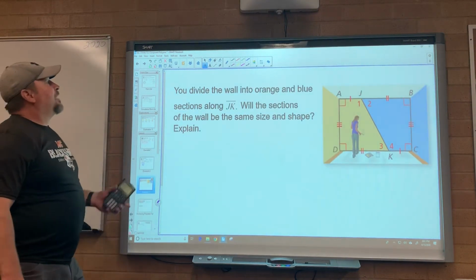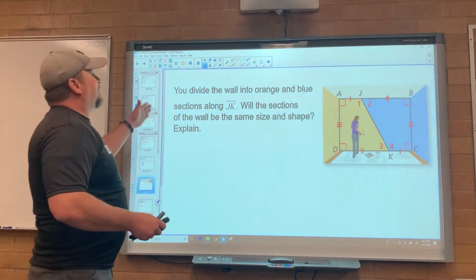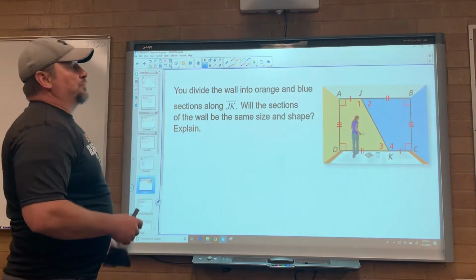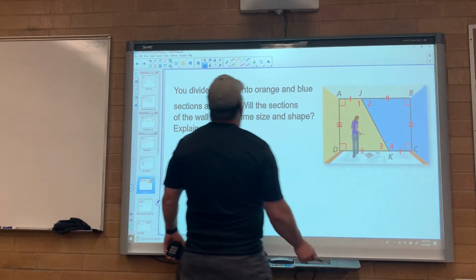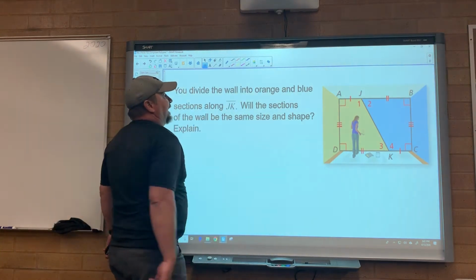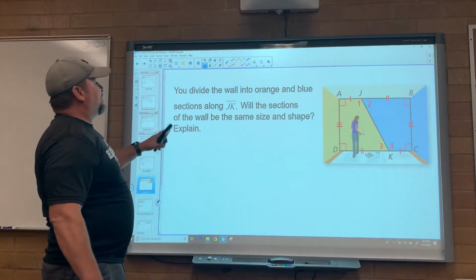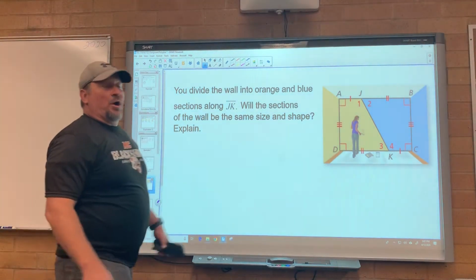All right, you're going to divide a wall into, let's see how this will help us. You're going to divide a wall into orange and blue. So obviously this is more of a yellow color, but it's orange and blue. And these sections along the line JK. Will the sections of the wall be the same size and the same shape? Well, let's decide, based on the markings.